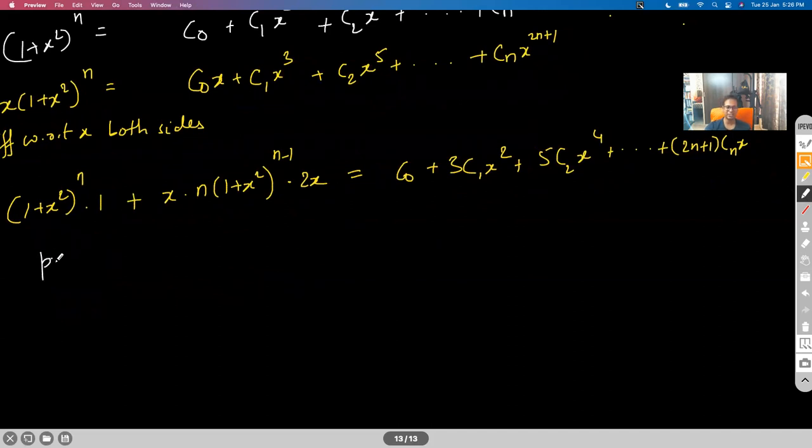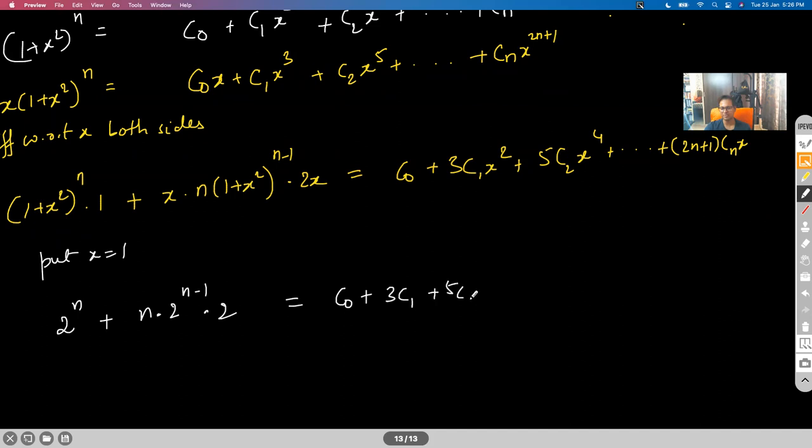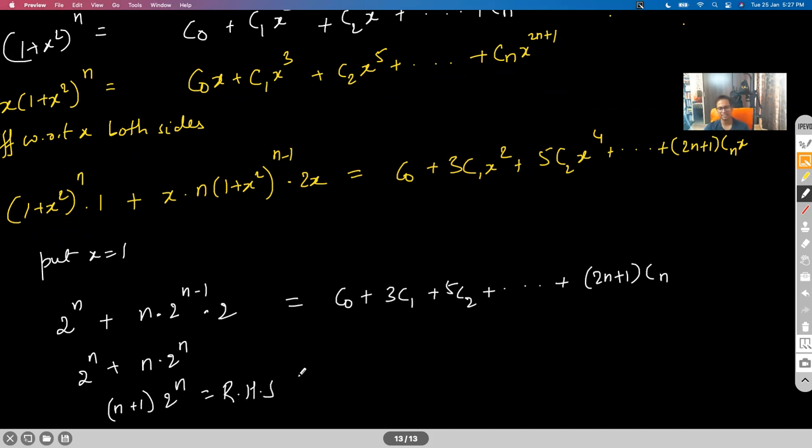Now you want the x to vanish, so put x as 1. When you do that, the left hand side becomes 2 to the power n, 1 into n into 2 to the power n minus 1 into 2, and the right side is C0 plus 3C1, 5C2, till 2n plus 1 Cn. So this is as good as n into 2 to the power n, taking 2 to the power n common. And this is the result which we wanted to get. This is our right hand side. Is it fine? Any questions, any concerns, do let me know.